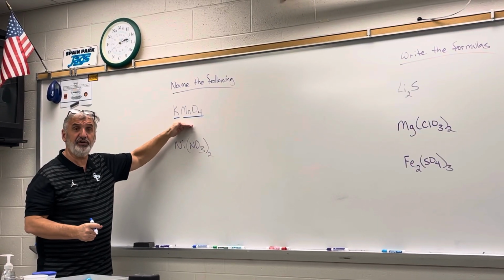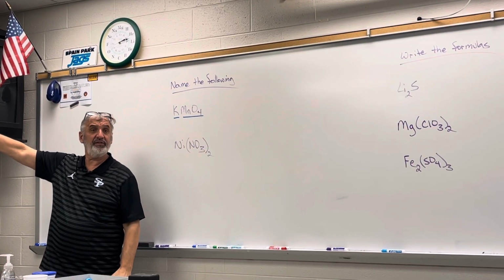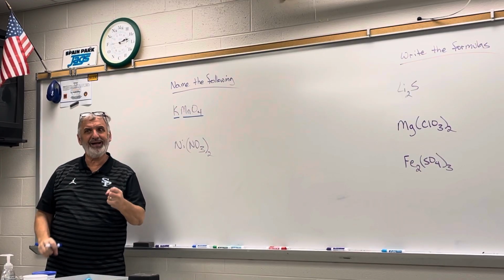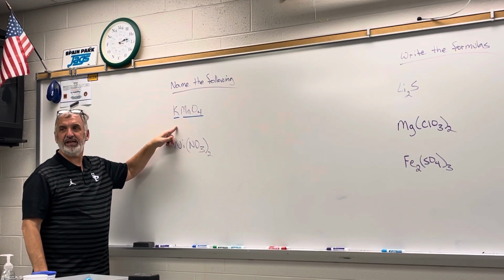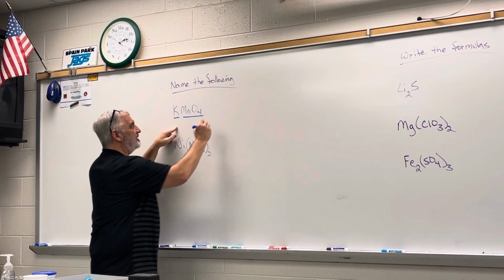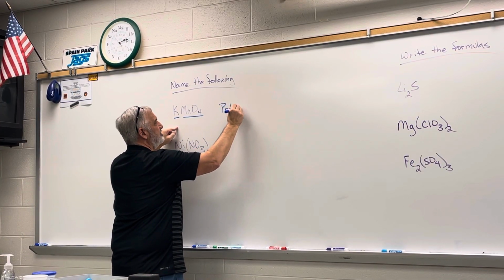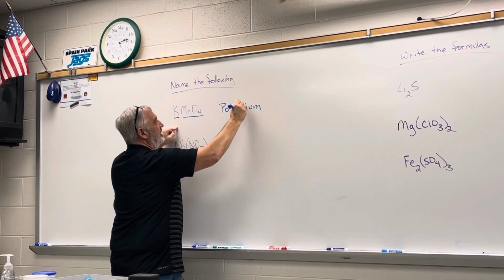That's the sheet that I gave you on Friday. We have the chart up here. All of that tells us we're going to be able to figure out the polyatomic ion, what the name is. Okay, so K, what's the name of K? Potassium. So I know it's going to be potassium. Okay? So that's my positive.